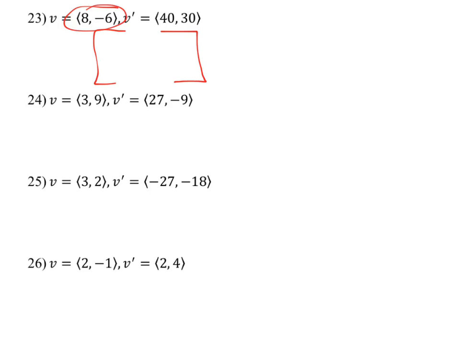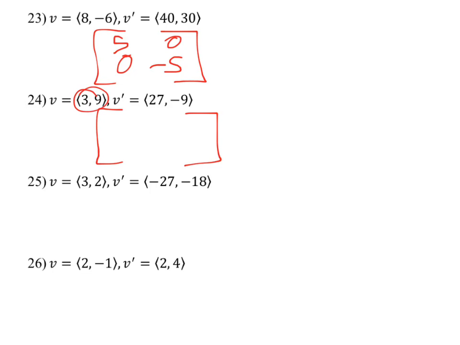Here again, we have some dilation going on of 8, -6, and we end up at 40, 30. Well, 8 times 5 is 40, and 6 times 5 is 30, and so we're going to have some 5s down our main diagonal, and 0s down the other way. But this one's a little bit different, because it went from negative to positive, and so we have to change the sign on our lower right element of our matrix. And then that brings us to 24.